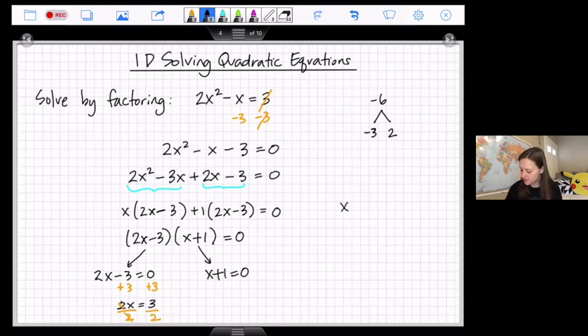I'll go put that over here in my solution set. And I'll get one more solution from the x plus 1 equation. So subtract 1 from both sides. And I get x equals -1. And that's my second solution.